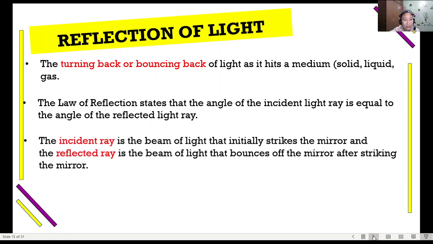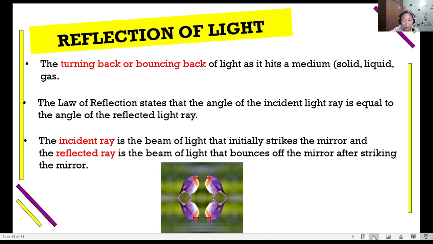So what is the incident ray? The incident ray is the beam of light that initially strikes the mirror. So yung unang light na tatama dun sa mirror, so example yun yung object natin, is the incident ray. And the reflected ray, from the word itself, reflected, yun yung nag-bounce back. So it's the beam of light that bounces off the mirror after striking the mirror.